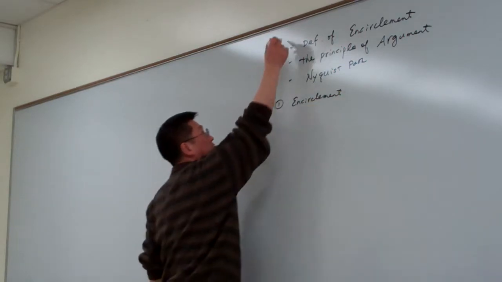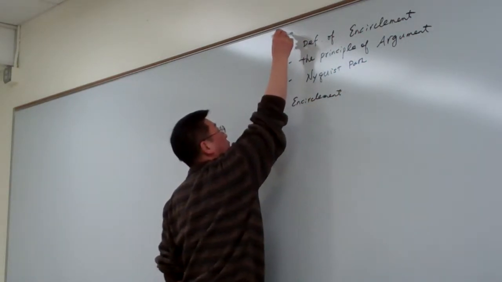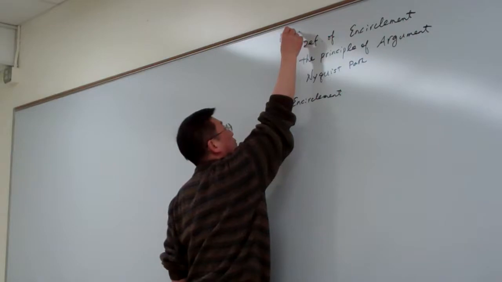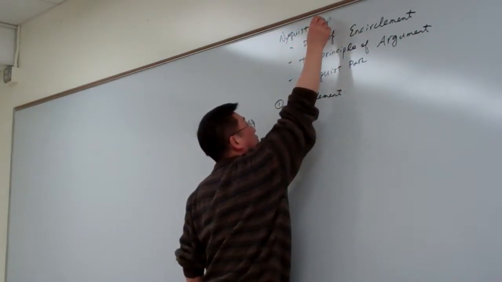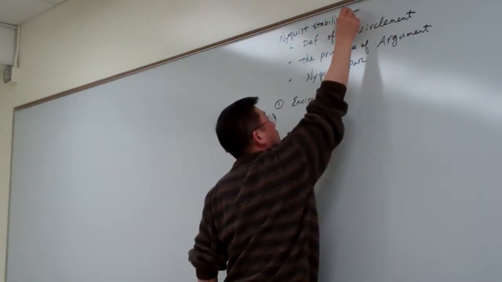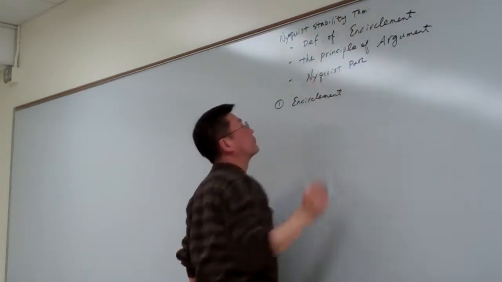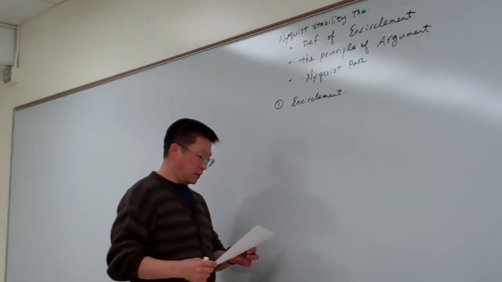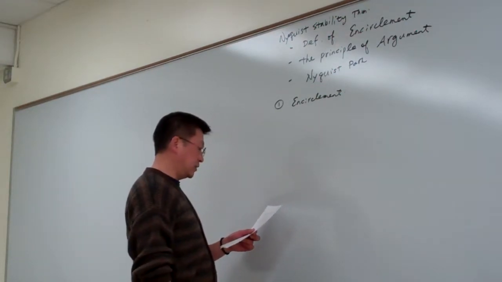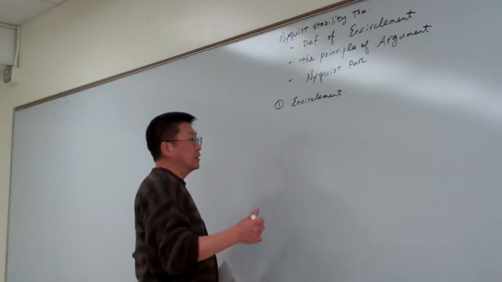Okay, so basically those things get ready for further Nyquist stability. Okay, so the encirclement basically is this.